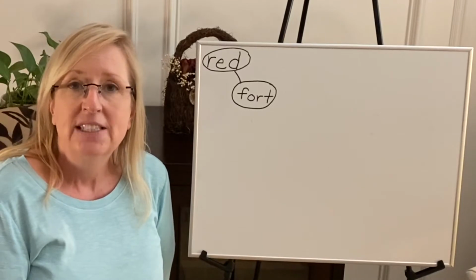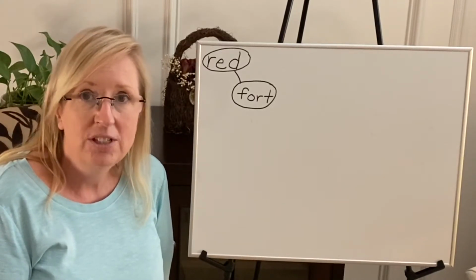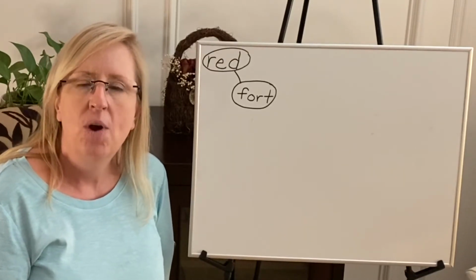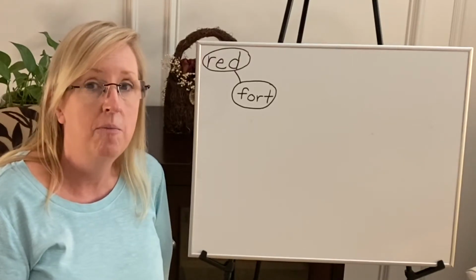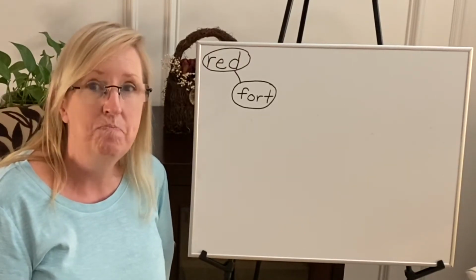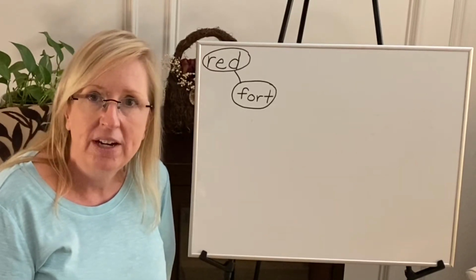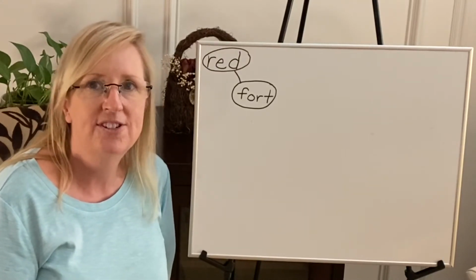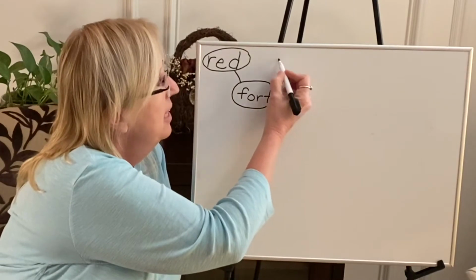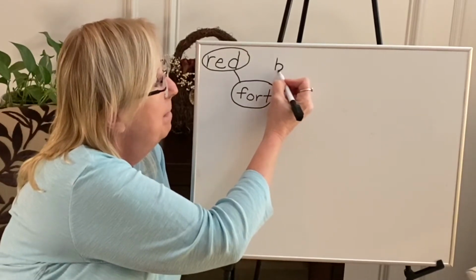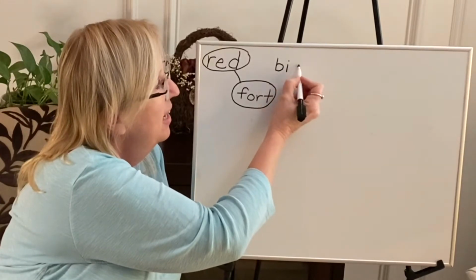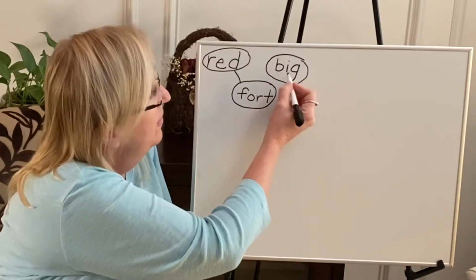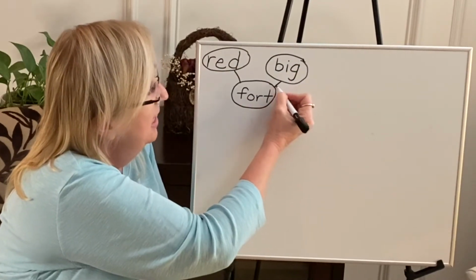If you need to pause the video to write your color, now is a good time to do that. If not, we're going to move on. So another thing that I want to say about my fort is that it is big. Now, if you already know how to write the sight word big, then you've got this. And I'm thinking of my sight word songs, and I remember that the word big is B-I-G. And I'm going to put an oval around that one, connect it, and then connect it to my fort.